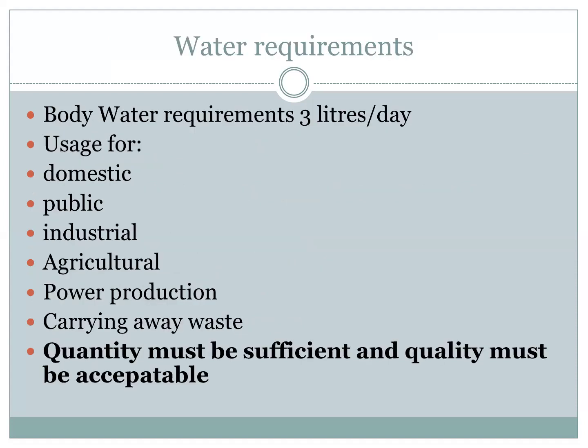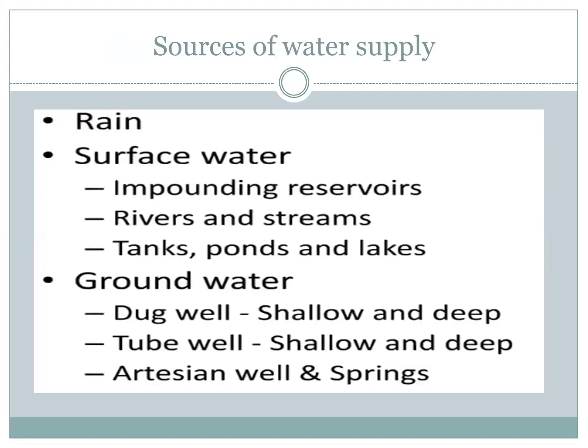So the water requirement for humans is 3 liters per day, and water is important for domestic, public, agricultural, and power production uses, and for carrying away waste. Domestically, we need water for our human body, for hydrating ourselves. Publicly, it is used in a number of industries. Agriculturally, it is important to sustain our food security. And of course, hydropower also implies water. So the quantity must be sufficient and the quality must be acceptable.